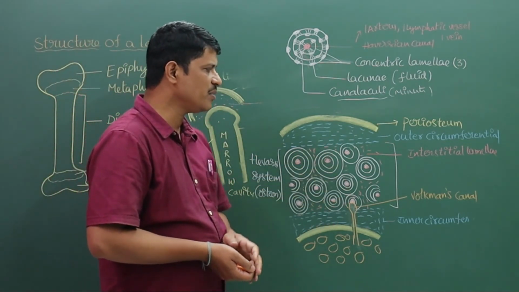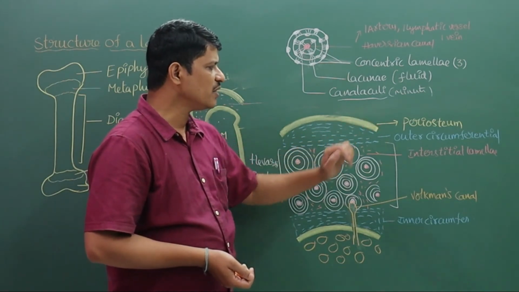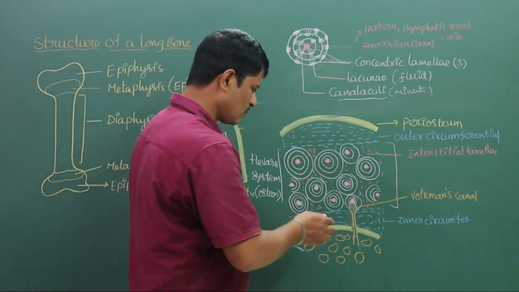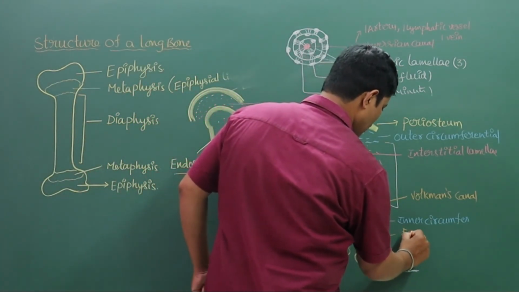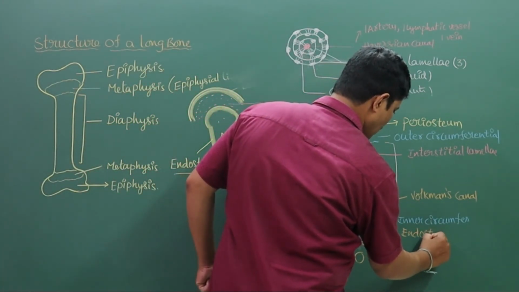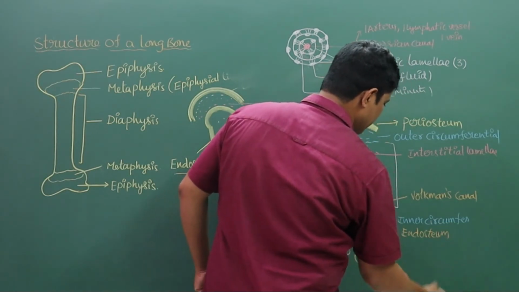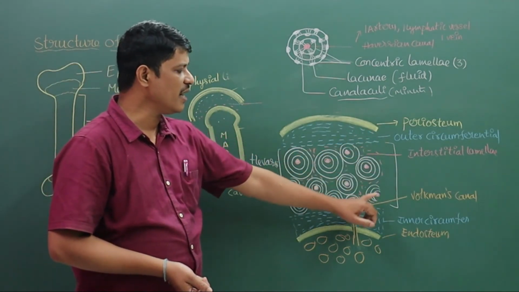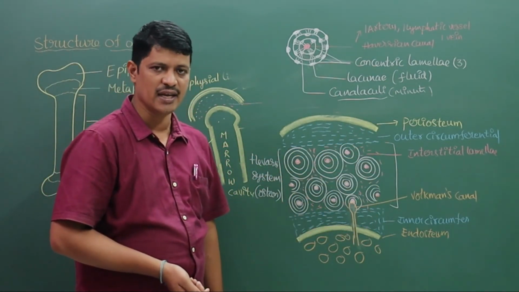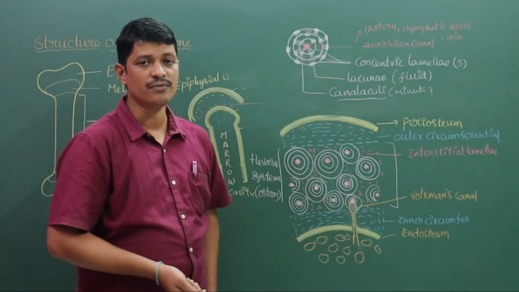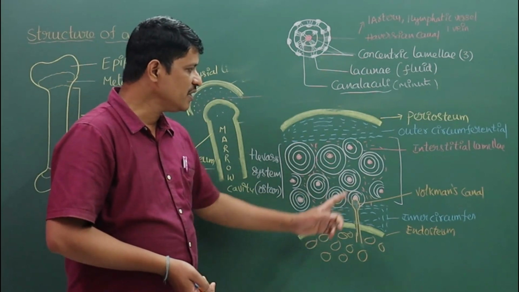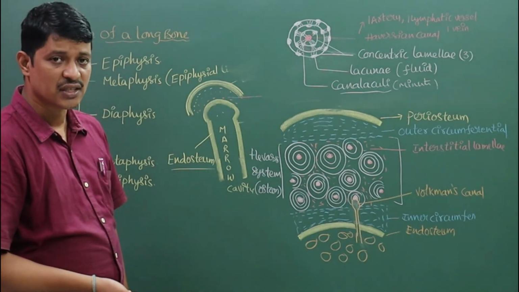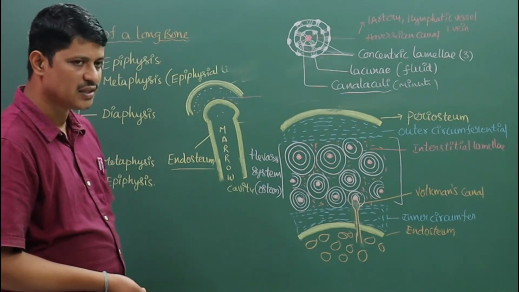So it is located between these two. The outer part is periosteum and the inner one is endosteum. Between the periosteum and endosteum, we see the outer and inner circumferential lamellae, the matrix of the bone. And between these two, we see the Haversian system, or the osteon.